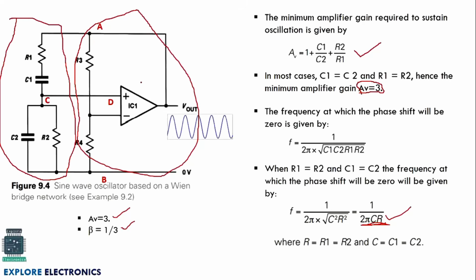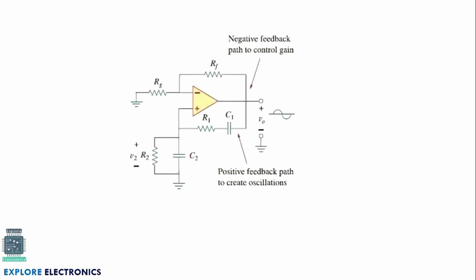So the non-inverting amplifier produces 0 degree phase shift. Here also, this positive feedback Wien bridge network produces 0 degree phase shift. That's why this will be an oscillator, producing oscillations at this particular frequency. And you can rewrite the circuit like this.